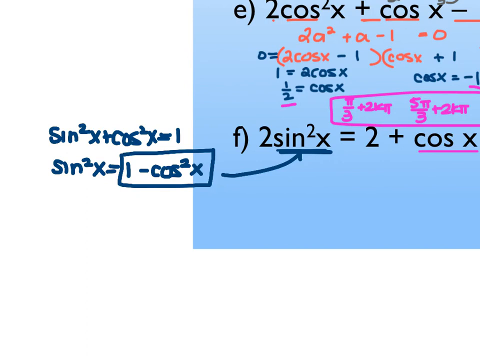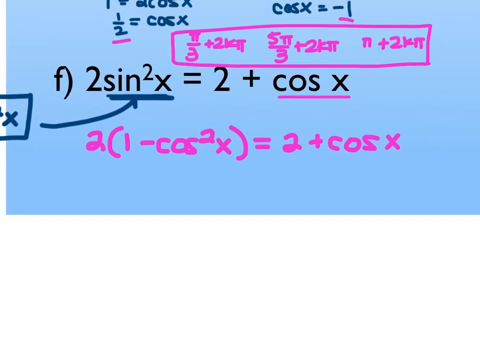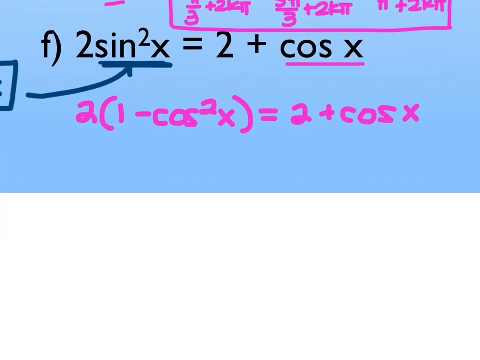And now I can take what sine squared x equals and plug it into the place of sine squared. So this becomes 2 times 1 minus cosine squared x equals 2 plus cosine x. Now I have a single trig function, just cosine, and I can continue to work this out. Distribute that 2. I get 2 minus 2 cosine squared x equals 2 plus cosine x. Hopefully, once you see that there's a squared and a raised to the first power, it's your hint that you're going to have to get everything to one side and factor it out.